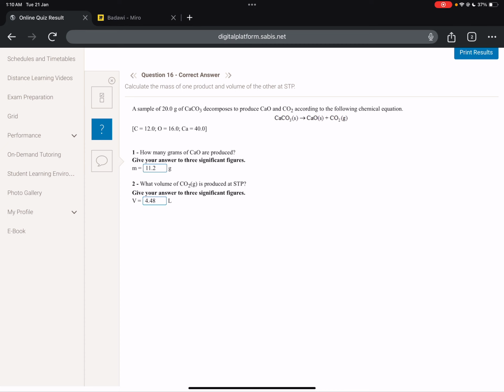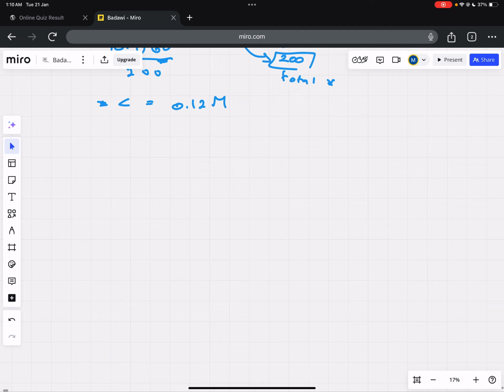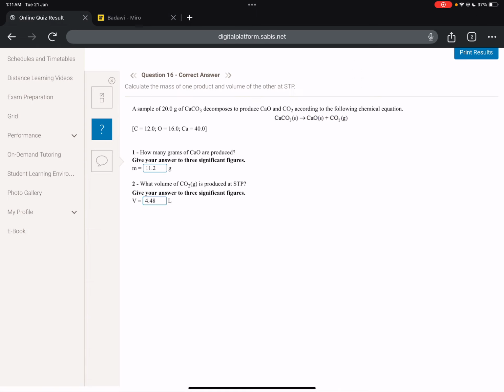Okay, again, first thing I'm going to do is directly copy the equation down on my scratch paper, just so I can avoid any silly mistakes. And I will check if the equation is balanced. Here it is balanced. Now let's check the question.